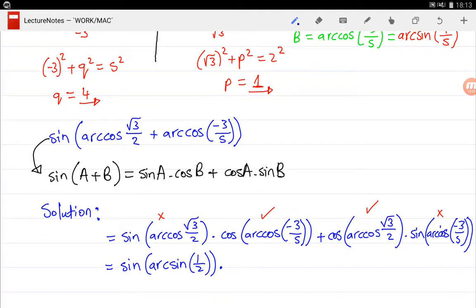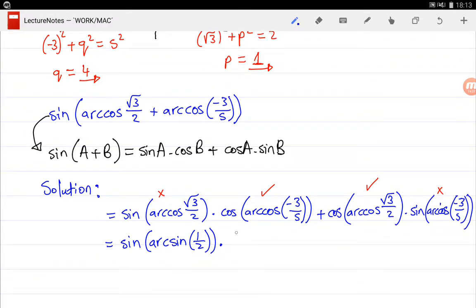And then this one, using our rules up here, cos of arc cos of k just gives us k. And that makes life a whole lot easier. We're just left with minus 3 over 5. That's our k in this instance. And this one, again, it's the same as the previous one. We're going to be saying cos of arc cos of root 3 over 2, and we're just left with root 3 over 2.